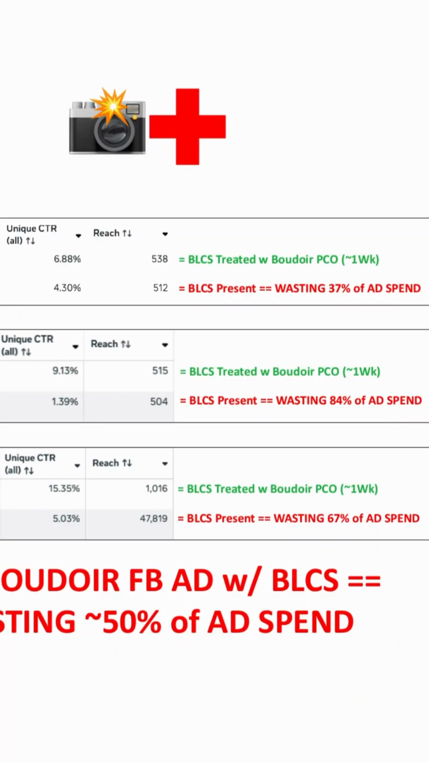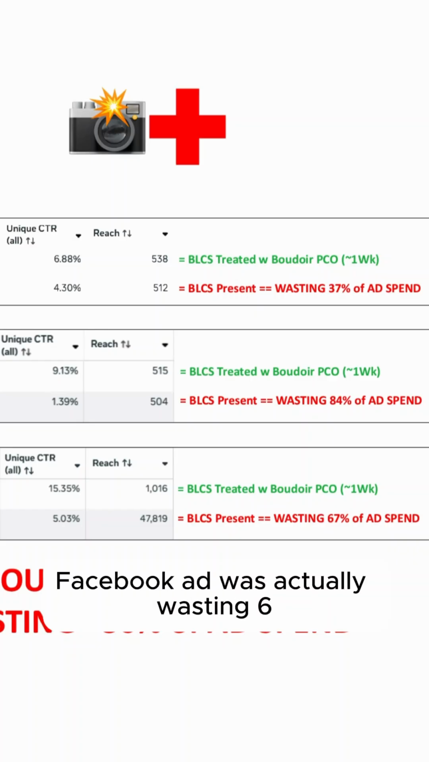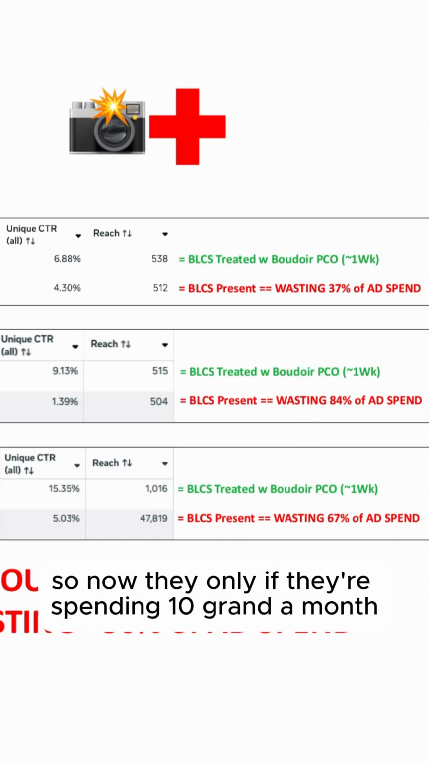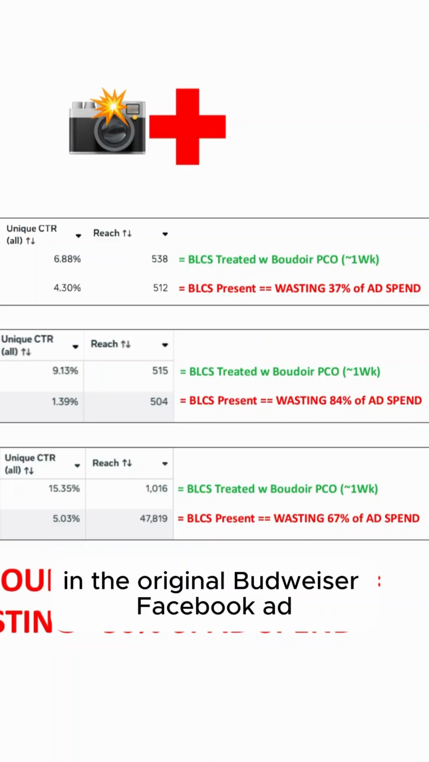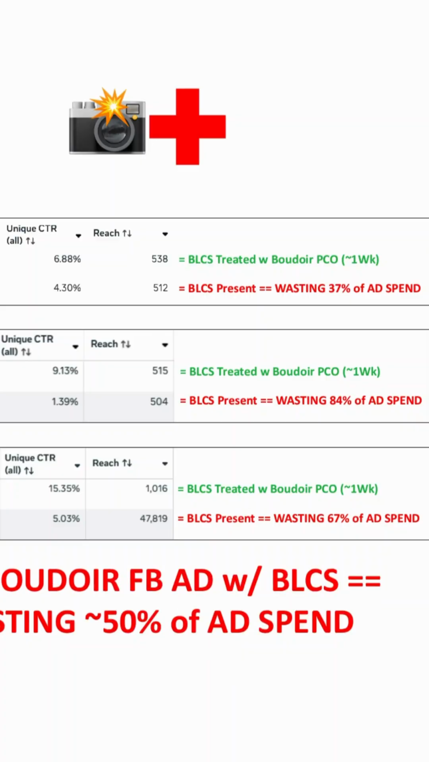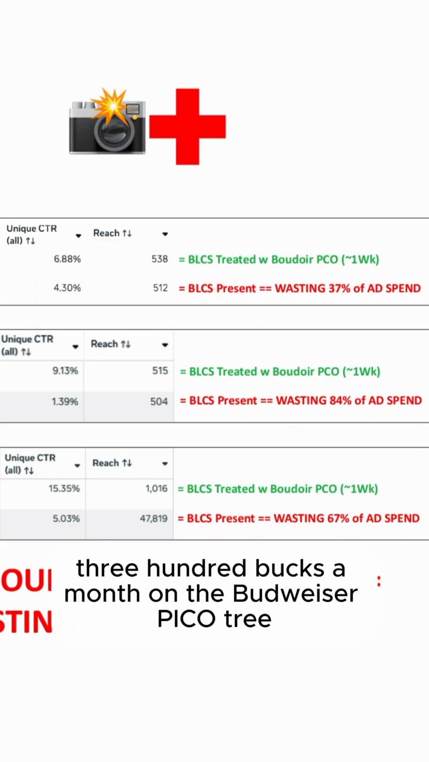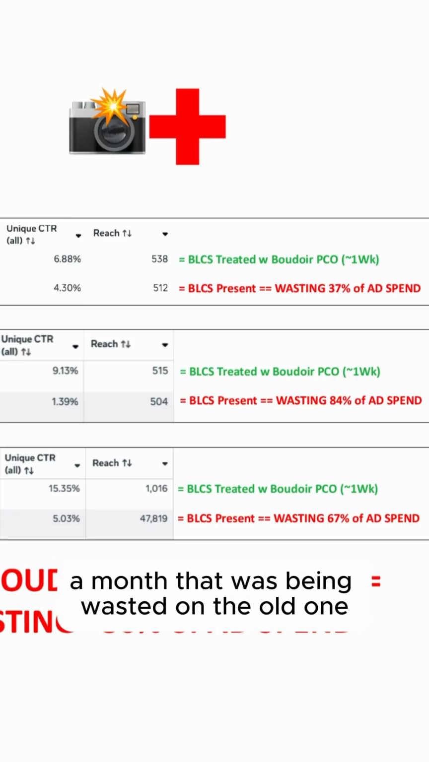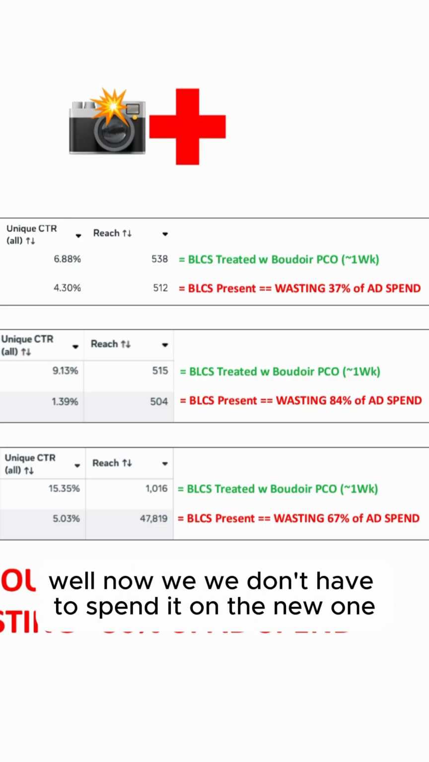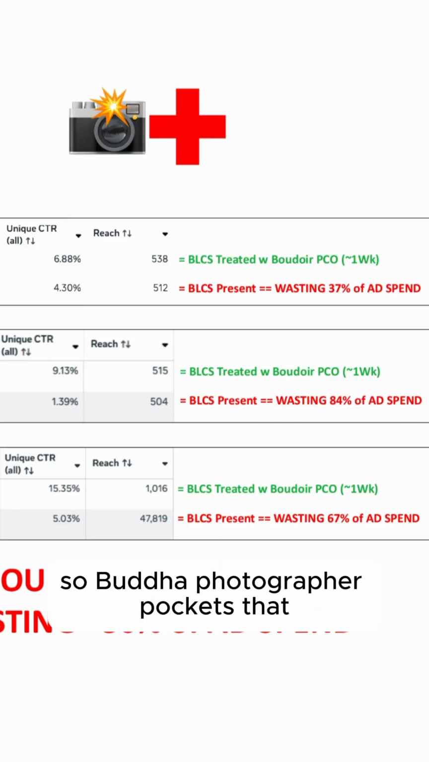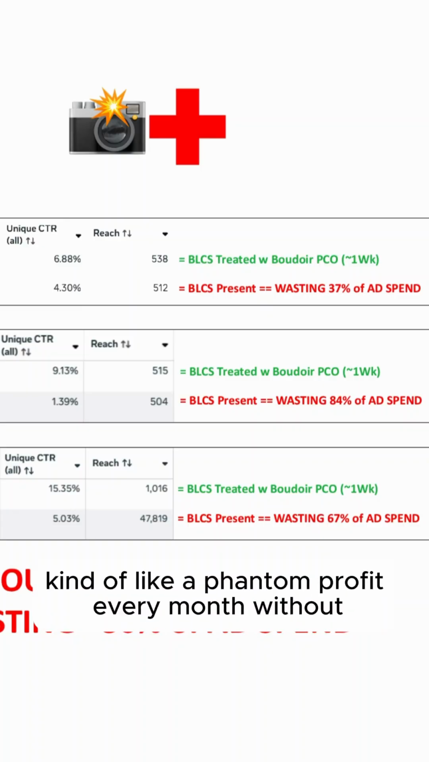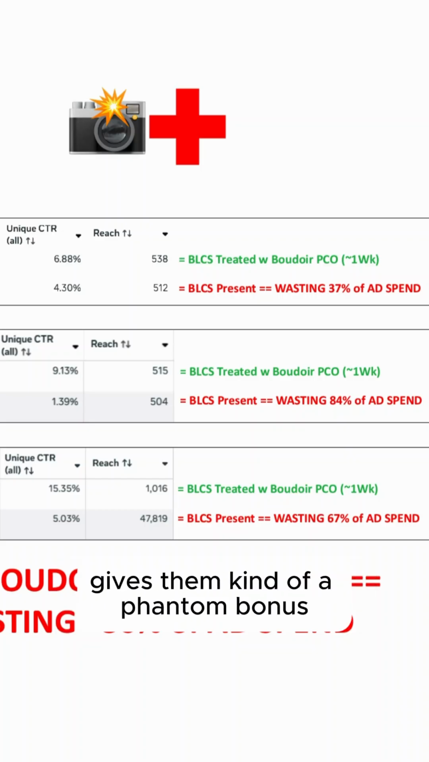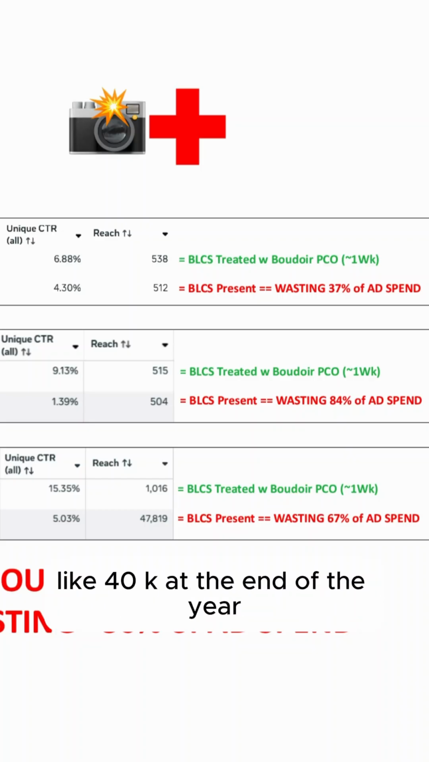So now we discovered the original Boudoir Facebook ad was actually wasting 37% of ad spend. If they're spending 10 grand a month on the original ad, now they only need to spend $6,300 a month on the Boudoir Pico treated ad to get it into the same number of women's brains. So the $3,700 a month that was being wasted on the old one, we don't have to spend it on the new one. We just pocket that. The Boudoir photographer has like a phantom profit every month because they no longer have to spend it. And this gives them kind of a phantom bonus like 40K at the end of 12 months.